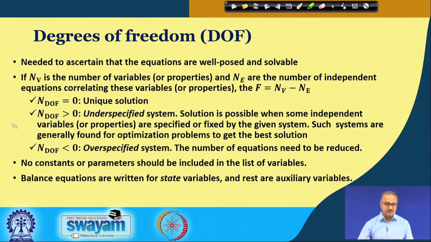But these kinds of systems also exist where the number of variables is larger. They are used for optimization problems, because in optimization we need to know which of the variables, and there will be many choices of the variables, should be taken for optimization. So, in those cases we sometimes have this under specified system, and then we have the over specified system. That means the number of equations is more than the number of variables. In that case we try to reduce the number of equations.